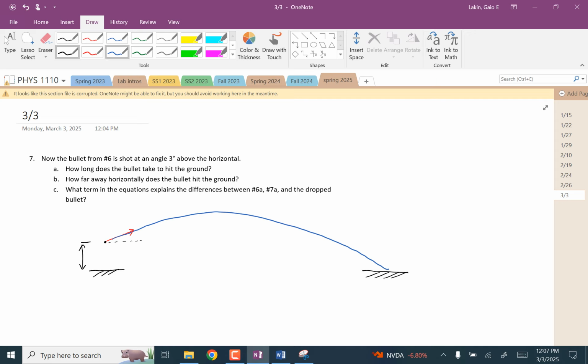Whereas the bullet in number 6 started out like this, and then from there followed a parabolic path. So something like that. So that's what we're comparing, those two flights.